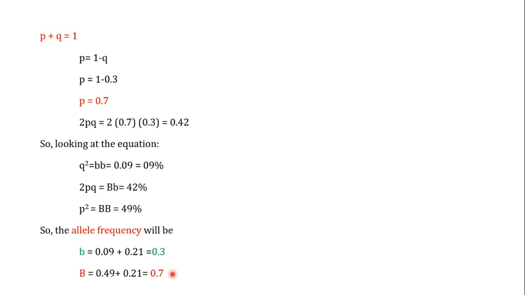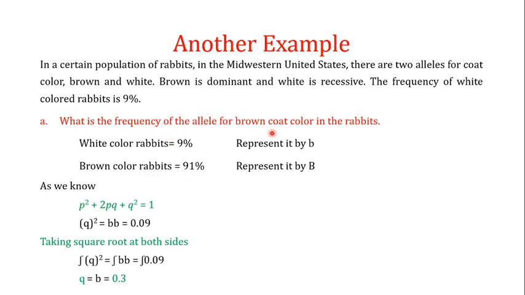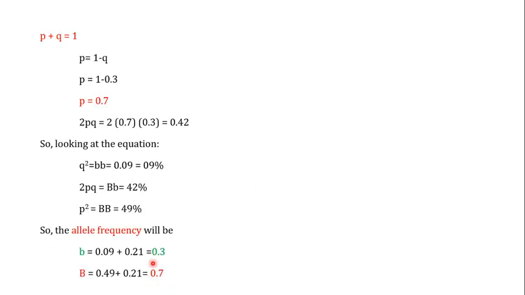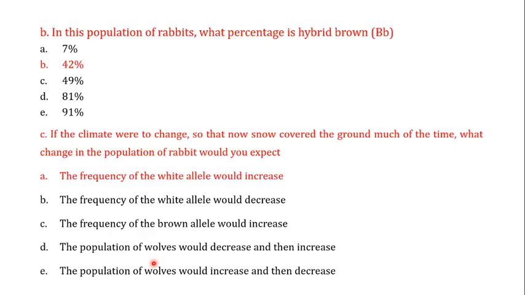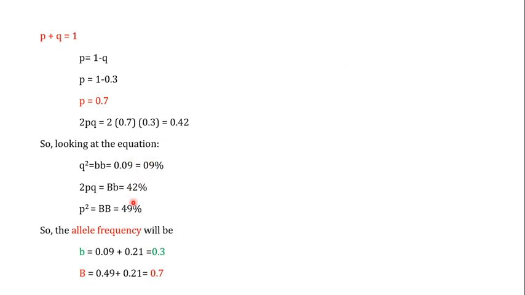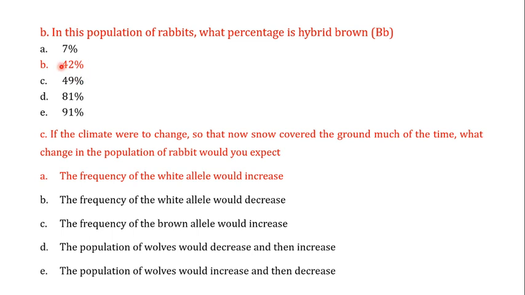So your answer to what is the frequency of the allele for the brown coat color in this particular population will be 0.7 or 70%, you can say. Now another question they can ask you is, in this population of rabbit, what percentage is hybrid brown? Hybrid brown means the heterozygous condition. As you have already made the calculations, you have already determined the genotype. So if you can see over here, the hybrid brown are 42%. So your answer will be that 42% of the rabbits in this particular population are hybrid brown.